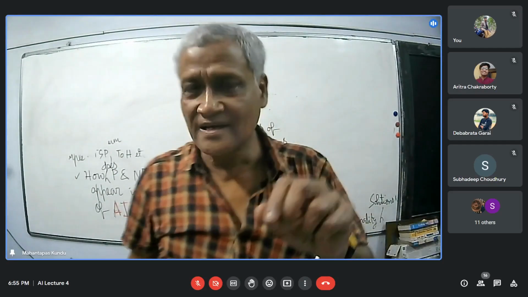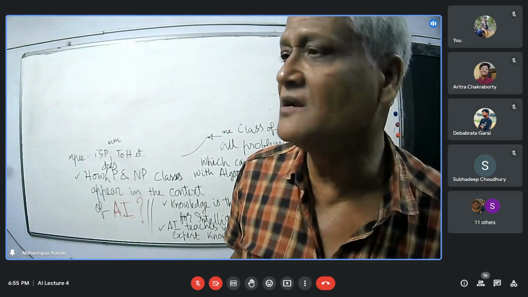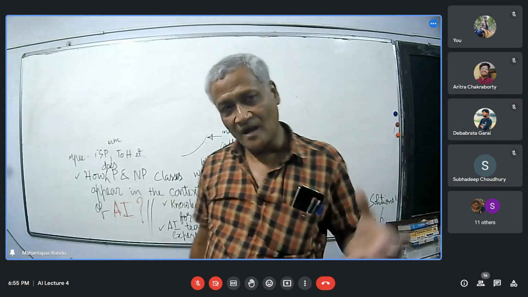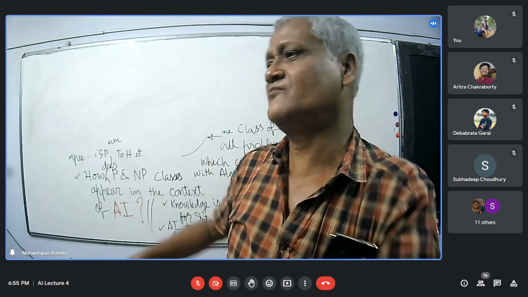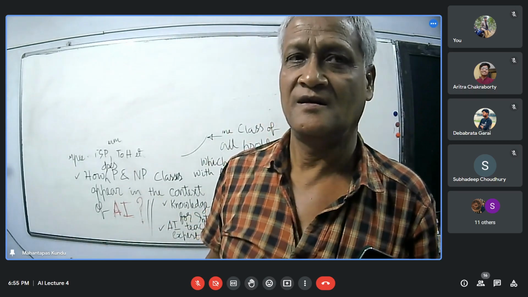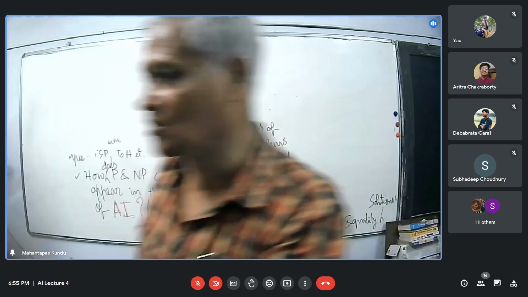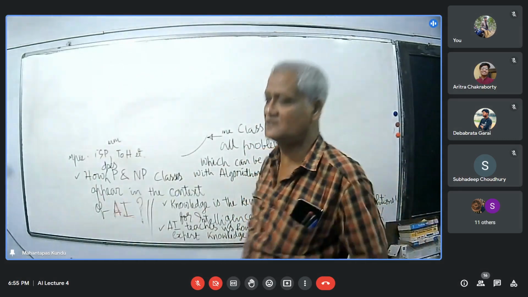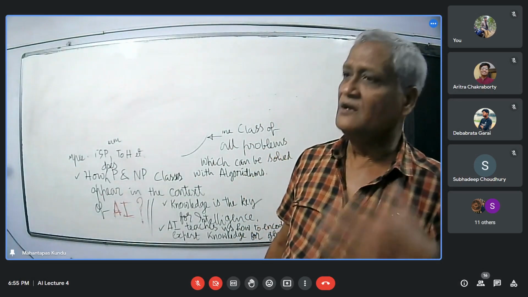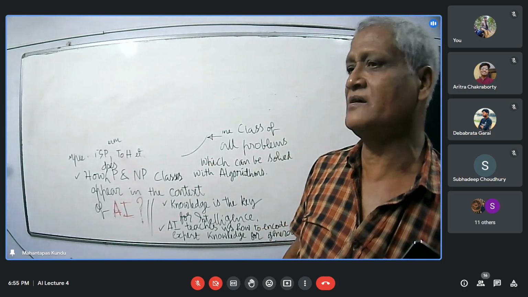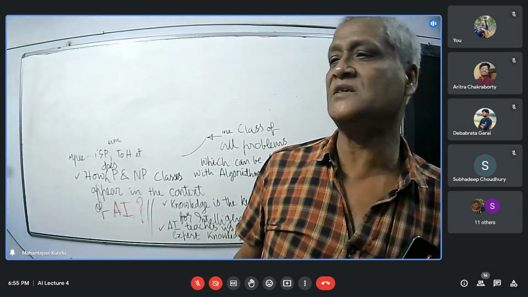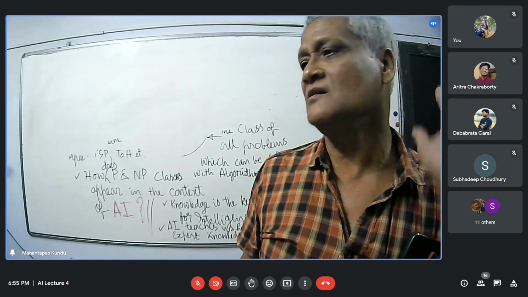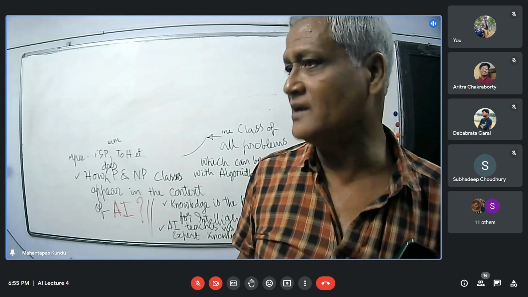So, in this AI class, we will learn how to encode knowledge collected from a human expert so that it can be stored inside a computer, firstly. Secondly, it can be utilized by a computer program to produce efficient and quality solutions. So this we will learn.